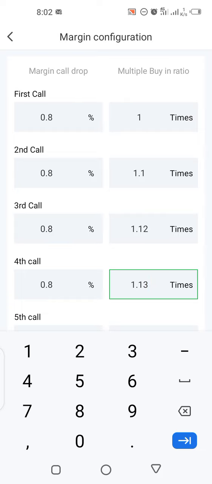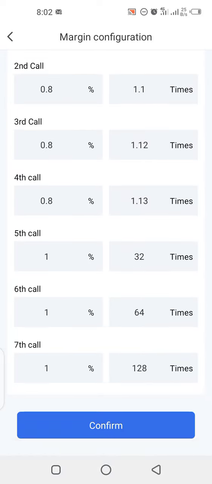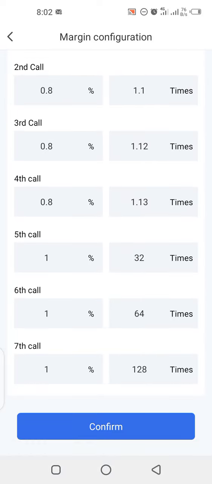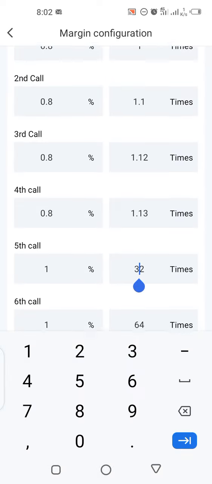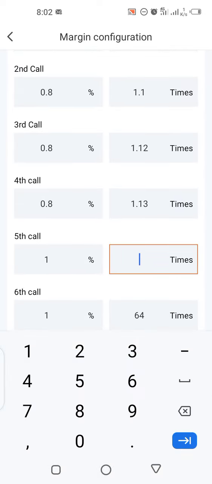It depends on how much capital you have. If you have huge capital, I would recommend you use multiples of 2, which is 2, 4, 8, 16. But I want you to focus that if the robot gets through the first four margin calls and enters margin call number 5, number 6, number 7, this is where the magic is. That's where your multiple buying ratio should be huge. So I can come slow with the first four margin calls.